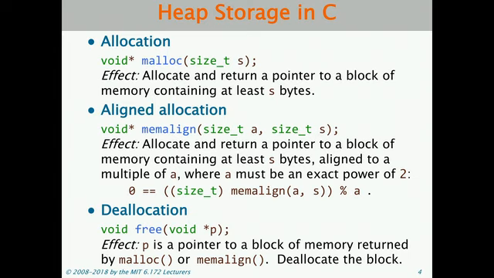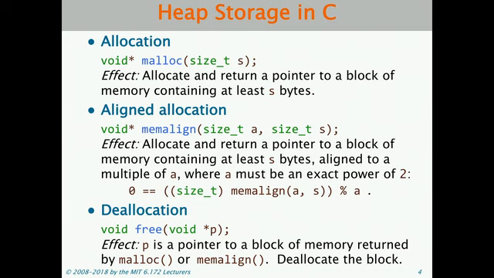There's also aligned allocation. You can do aligned allocation with memalign, which takes two arguments, a size a as well as a size s. And a has to be an exact power of 2, and it's going to allocate and return a pointer to a block of memory, again containing at least s bytes. But this time this memory is going to be aligned to a multiple of a. So the address where this memory block starts is going to be a multiple of a.